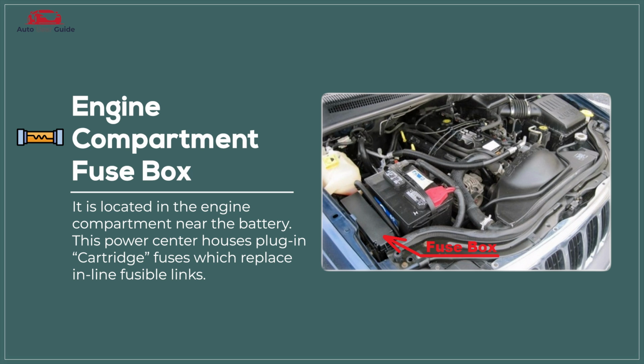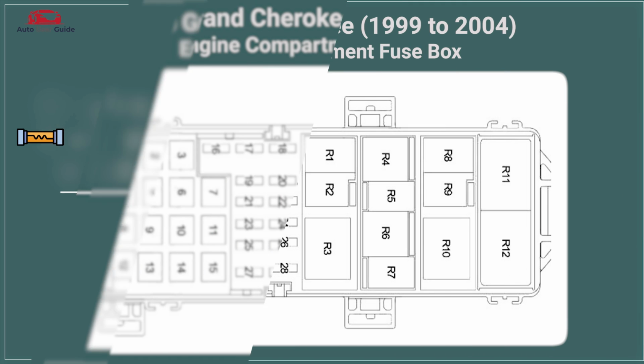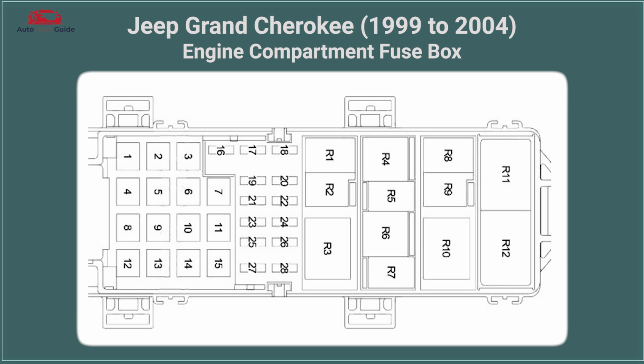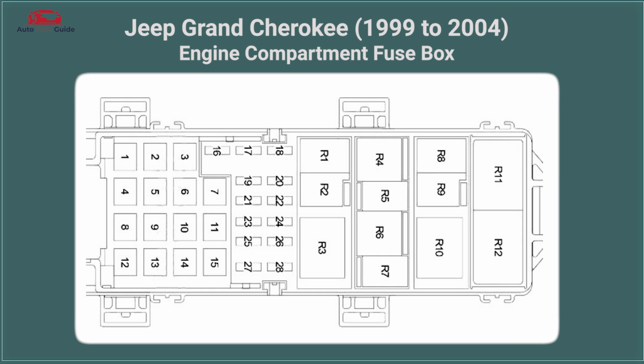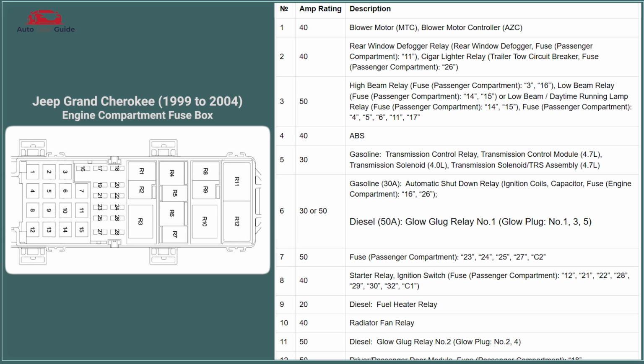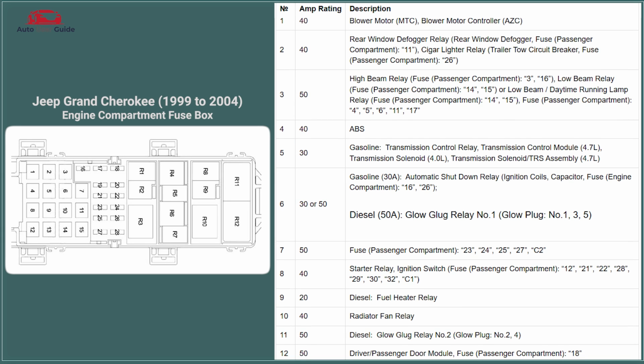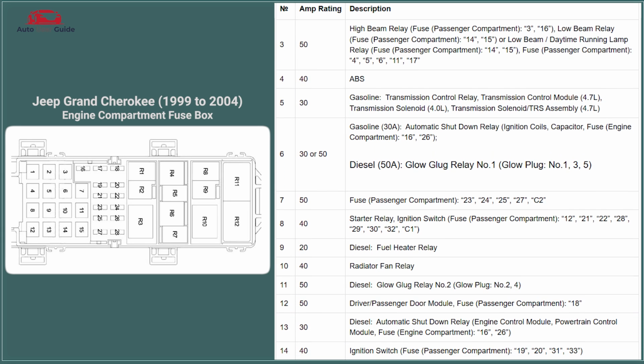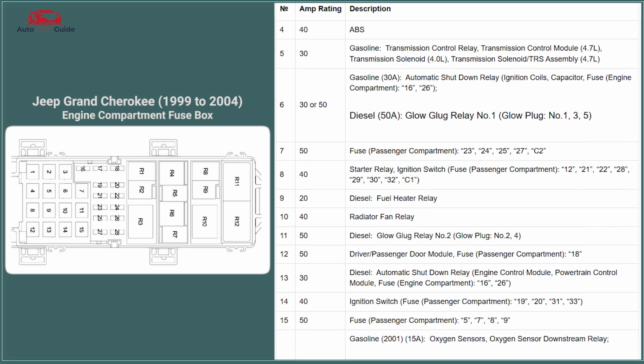Engine compartment fuse box. The engine compartment fuse box in the 1999 to 2004 Jeep Grand Cherokee protects and distributes power to essential engine and drivetrain systems, including the ECU, fuel system, cooling fans, and ABS.